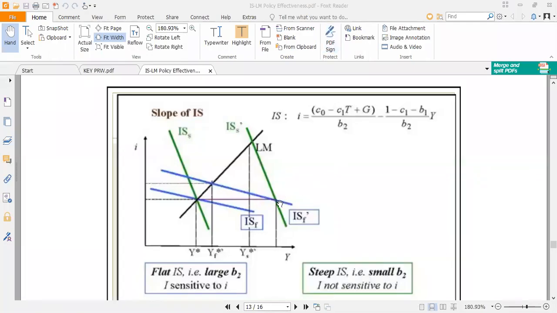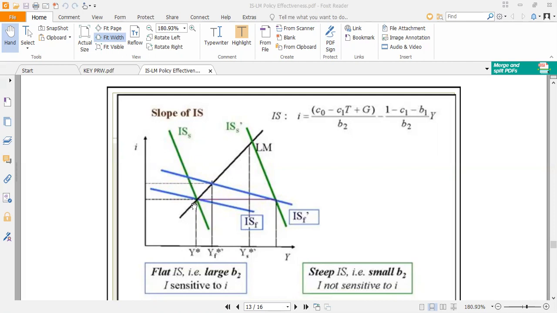So with this diagram, we have two IS curves with the LM curve. This is the initial equilibrium point with equilibrium income Y star. With an increase in government spending on a flatter IS curve, this will be the new equilibrium point at YF star. If the interest rate didn't increase, this would have been the level of income. So the distance from this Y to this YF star is the crowding out, which is quite large.